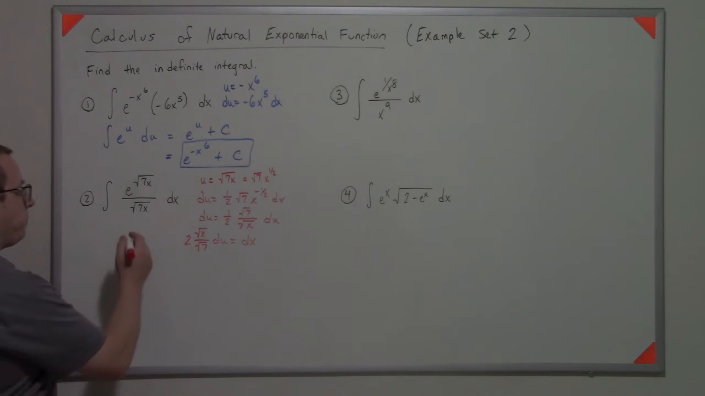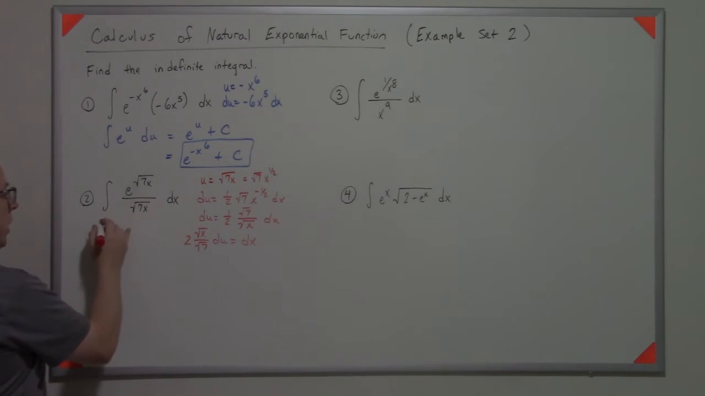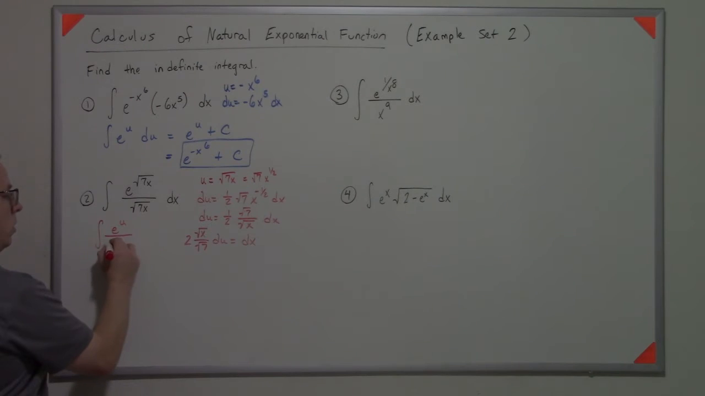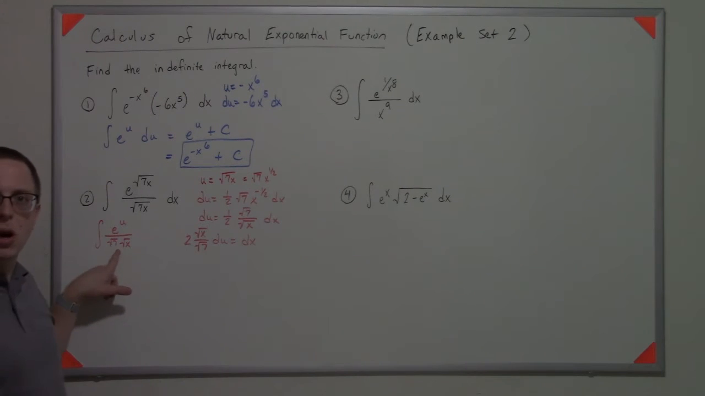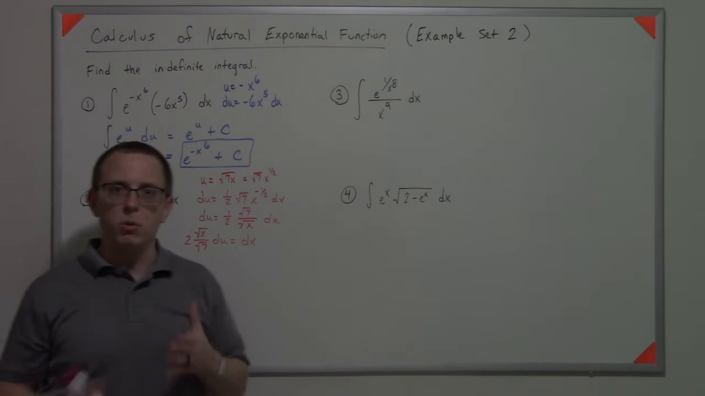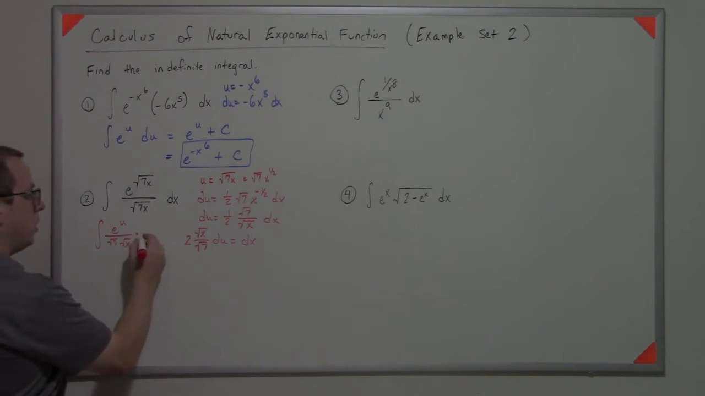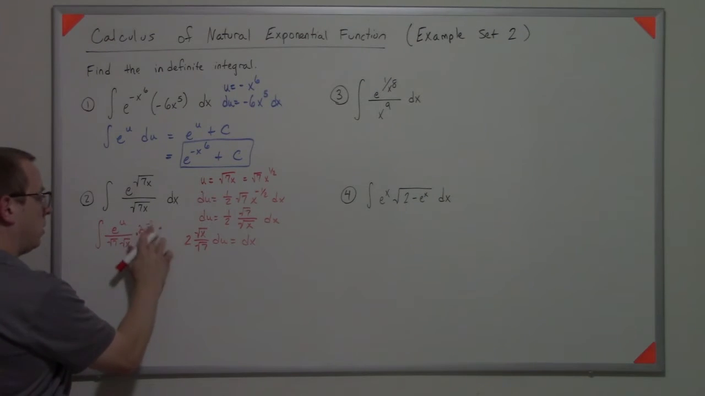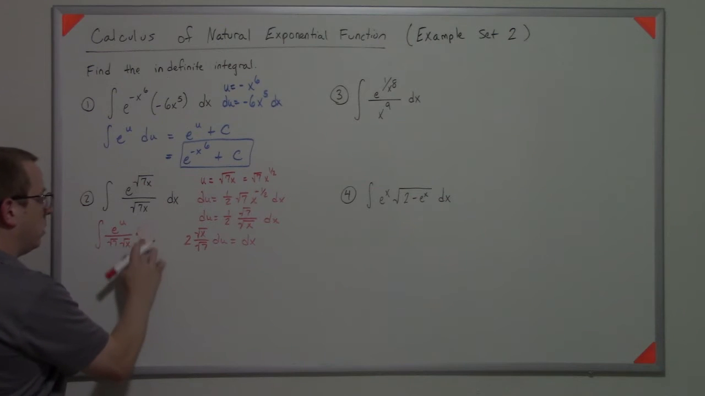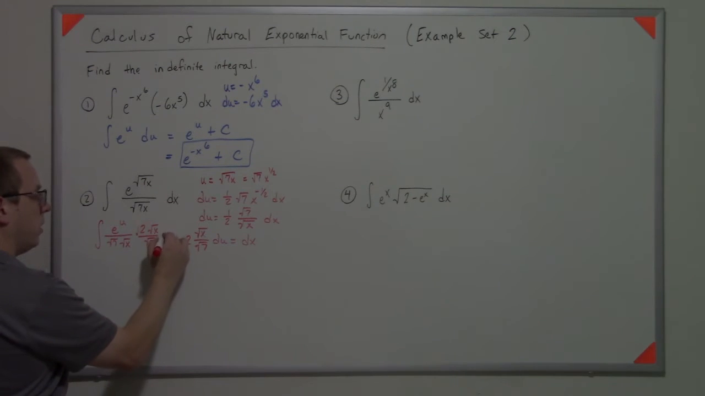So to do that, we're going to get e to the u over the square root of 7 times the square root of x. I'm going to split those two up, which is perfectly valid. Remember, square roots, you can split that up like that, times 2 square root of x over square root of 7 du.